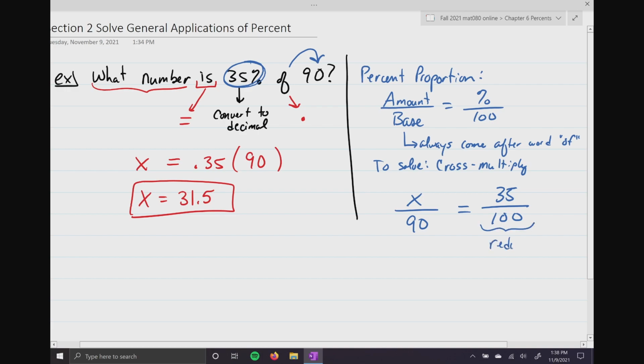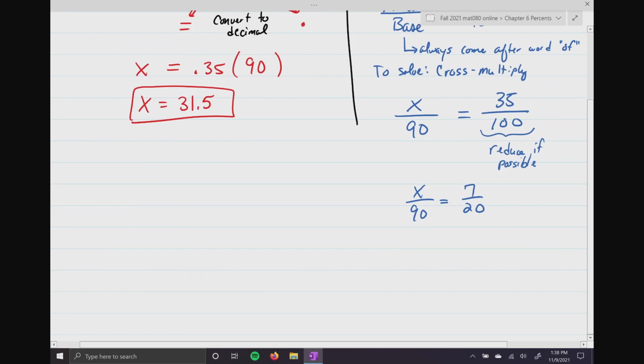But I always try to reduce this if possible. In fact, anytime you have a fraction, remember, you always want to reduce it if you can. So 35 over 100 reduced is going to be 7 over 20. So now watch what happens. When I cross multiply, I'm going to get 20x equals 7 times 90. And we know 7 times 90 is 630. And when I divide both sides by 20, I get exactly 31.5 again.